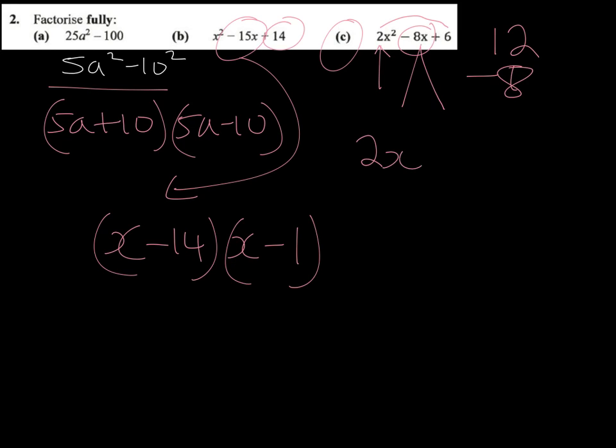So 2x squared, the two numbers which multiply to give us 12 and add to give us negative 8 are going to be negative 6, so we put negative 6x, and negative 2, so we put negative 2x, and then the plus 6 comes down.